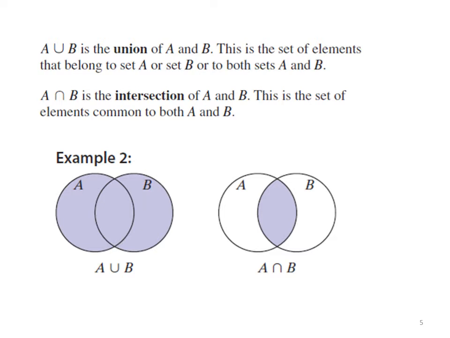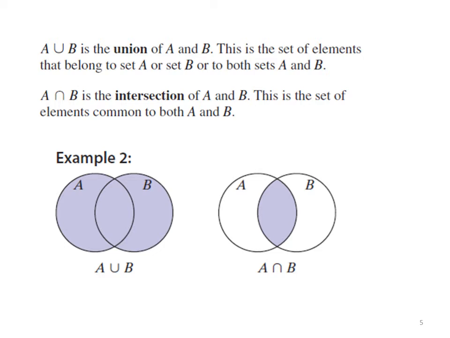To solve different types of linear inequalities, we want to review the union and intersection of sets, because we will work with inequalities that have solution sets written as a union of two sets or the intersection of two sets. The union A union B for two sets is the set of elements that belong to the set A or the set B or both sets A and B.